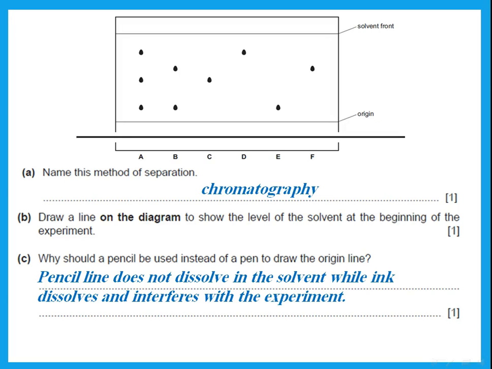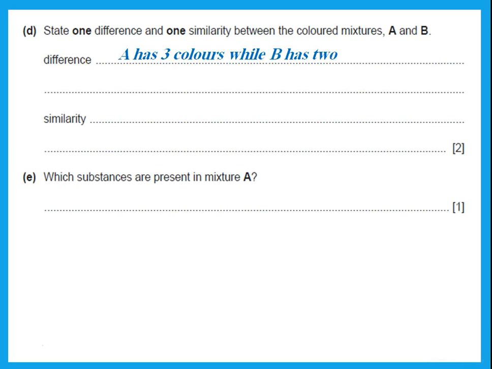Okay, one difference and one similarity between the colored mixtures A and B. So let's take a look at A and B. First of all, one difference is what? That A has how many spots? 3, while B has only 2. What is similar in both of them? That both of them have spots the same height as E, and that's it. So the difference is A has 3 colors while B has 2. And the similarity is that they both have substance E, since they have spots the same height as E.